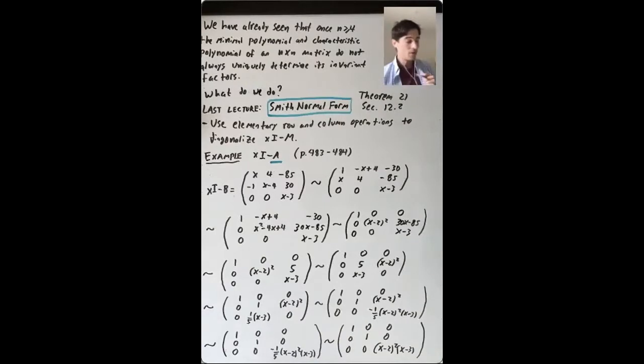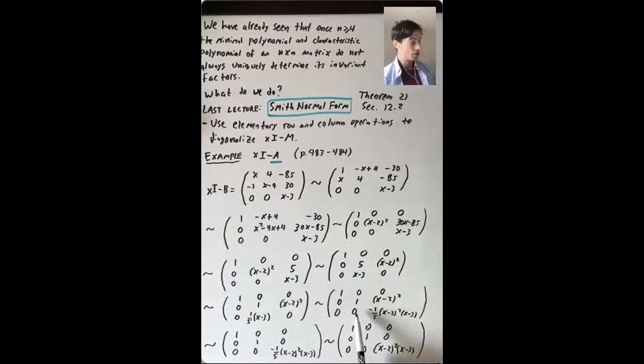And now I know that I can take an appropriate multiple of this second row to zero out the thing below the 1 in this second column. So what am I doing? I'm taking 1/5 x minus 3 times the second row and subtracting it from the third row. So what do I get? Now I have a 0 below this 1. I have an x minus 2 squared, and now I have this kind of awkward minus 1/5 x minus 2 squared times x minus 3.